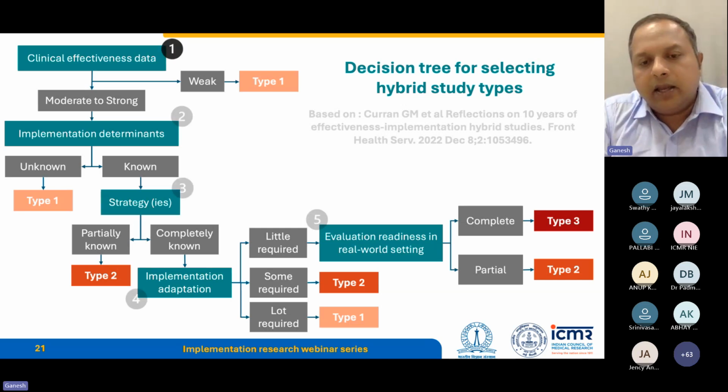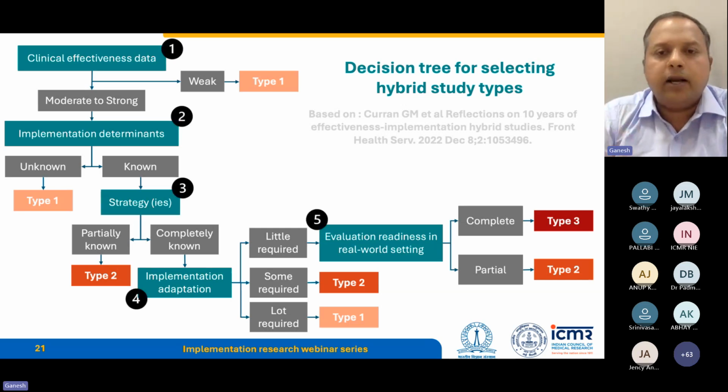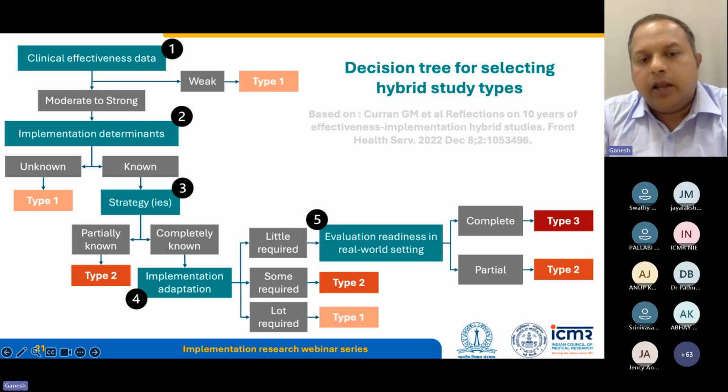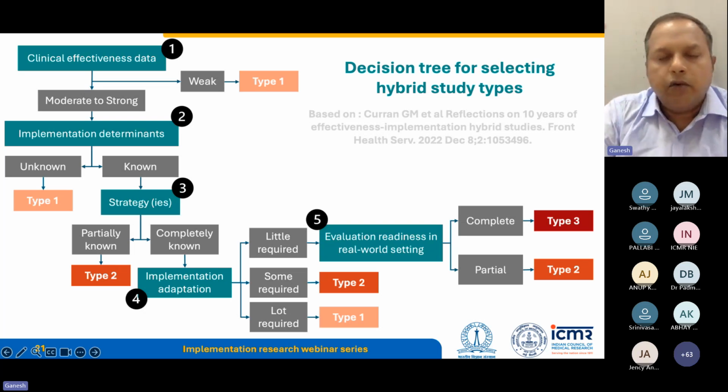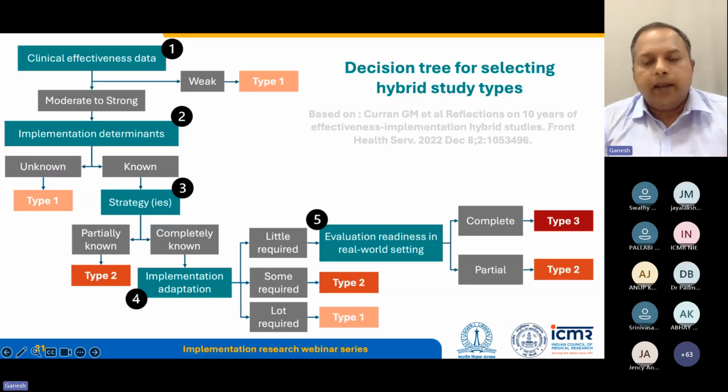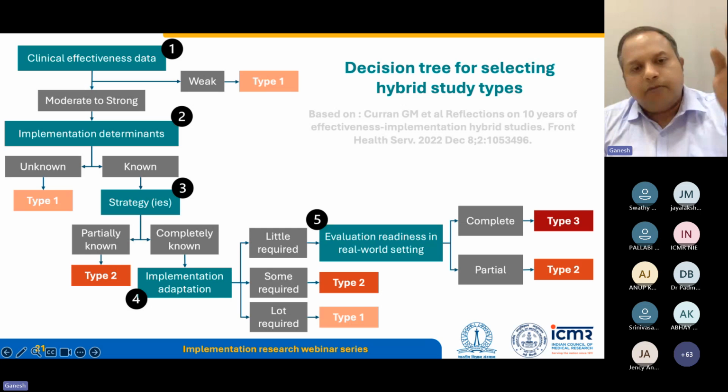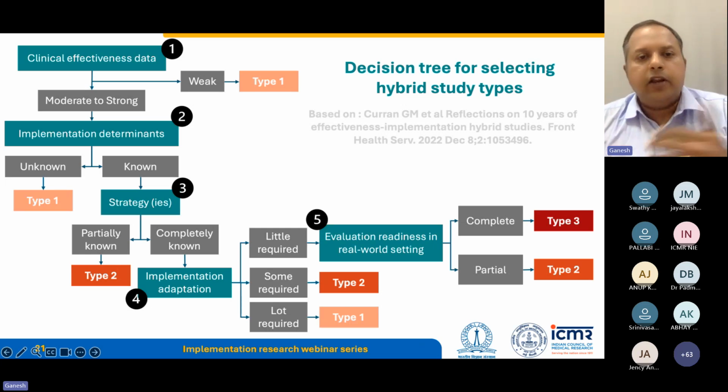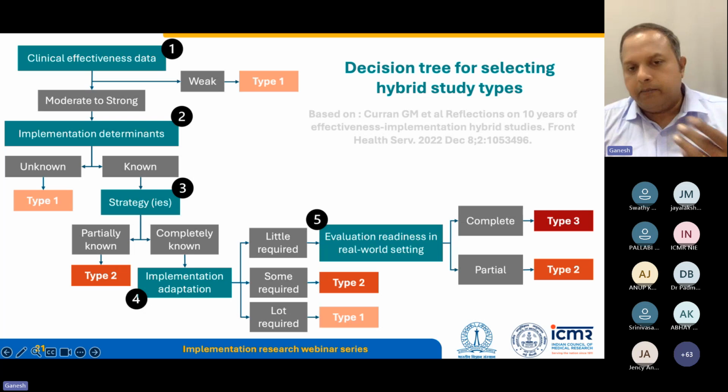And these are the five important decision tree steps in order to choose whether it is type 1, type 2 or type 3. I know this is not so directly given in Curran GM et al. It is on 4 different types of questions, but I tried to bring it together in a stepwise fashion as a simple understanding of when we go for type 1, when we go for type 2, and when we go for type 3.